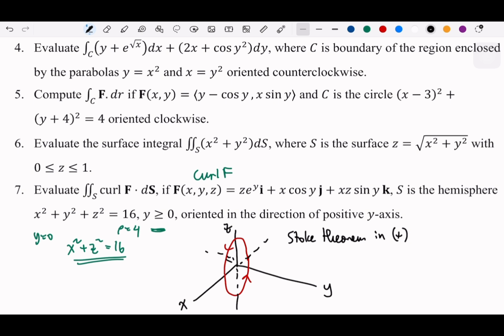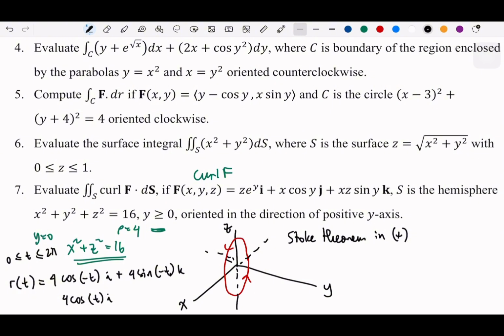And then from this x and z, we can try to parameterize what will be the best parameter. Let's say the parameter is t, going from 0 to 2 pi. Because it is counterclockwise, let's say we are going to take this in terms of negative t, and this will be k, because it's x and z. In terms of the quadrant, cosine in negative t is still positive, but for sine, this will be negative, right?